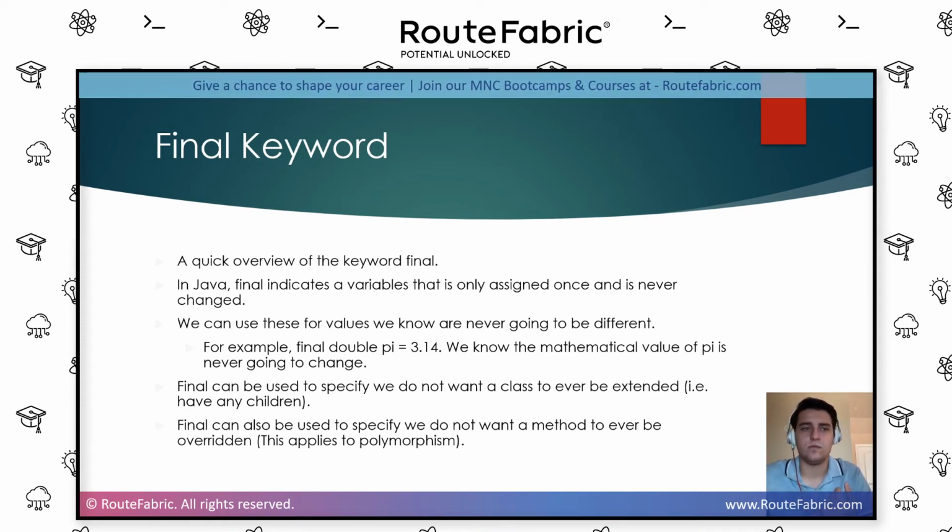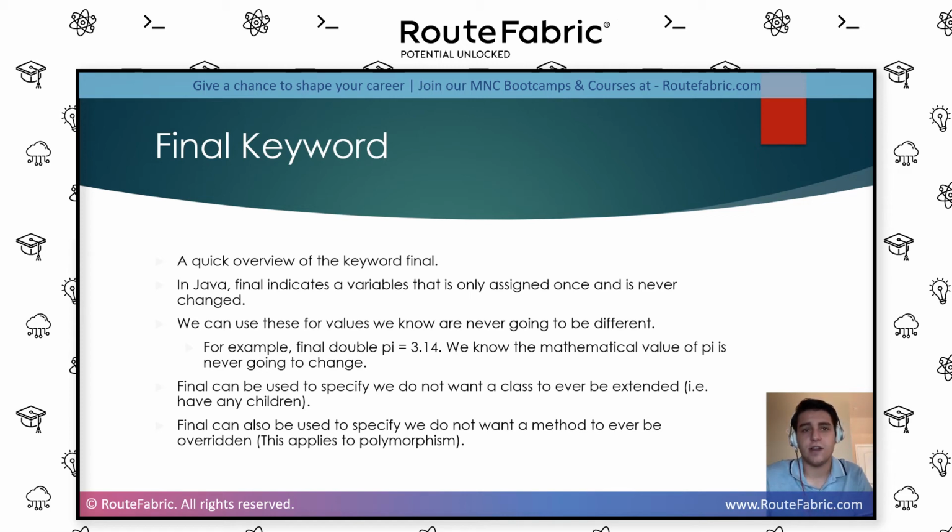One example of this would be, let's say we wrote final double pi = 3.14. We know that the mathematical value of pi is never going to change. So this is a great use case of a final variable because we know pi is always going to be 3.14. We're not going to wake up one day and suddenly pi is going to be 5. And we don't want our user to be able to change pi to be 5 or 6 or whatever. We always want pi to be 3.14.